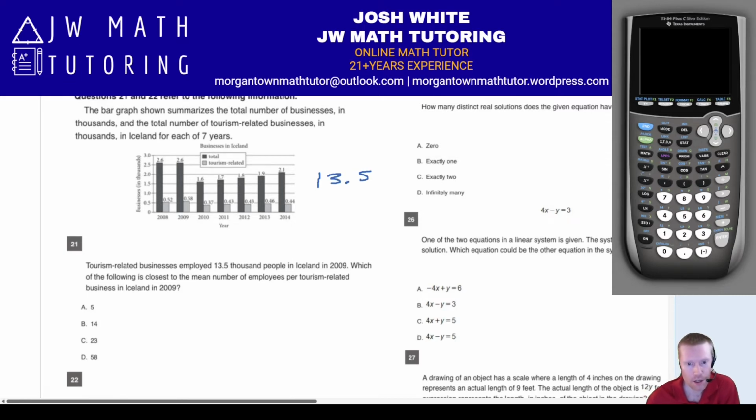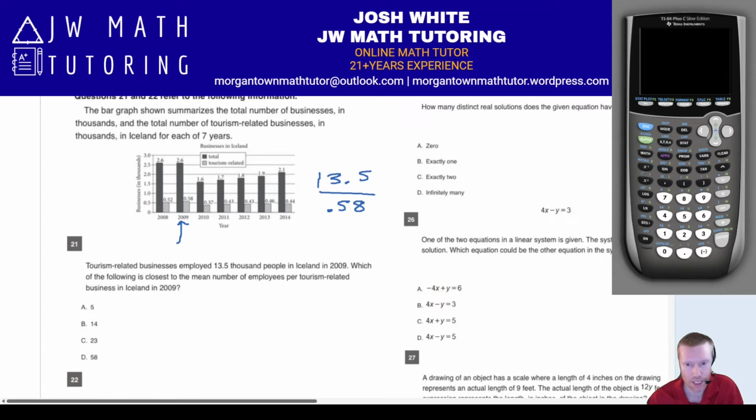So to find the average per business, we would just have to divide that by the number of tourism-related businesses in 2009. So go to 2009. Notice the lighter gray color is for tourism-related. So this one, you could just now divide it by 0.58, and you actually don't need to convert each of these into the thousands, meaning you don't need to make it 13,500 and 580. You could just keep them both in terms of the number of thousands, and you could just divide them out and then see what your answer is.